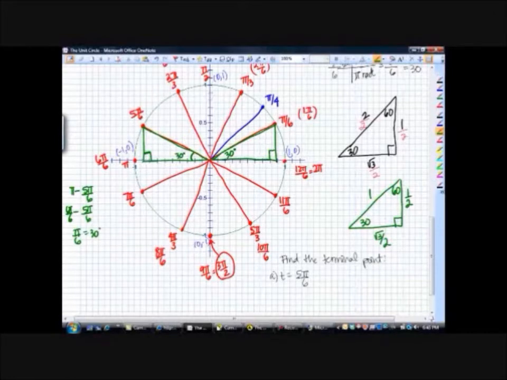Because we know that's a 30-degree angle, we can now apply what we know. We know that on a 30-degree reference angle, this adjacent side is going to be root 3 over 2. And because it is in the negative x quadrant, it's going to be negative. And then the opposite side is 1/2, which is going to be positive. So we know that the terminal point of 5 pi over 6 is going to be negative root 3 over 2, comma, 1/2.